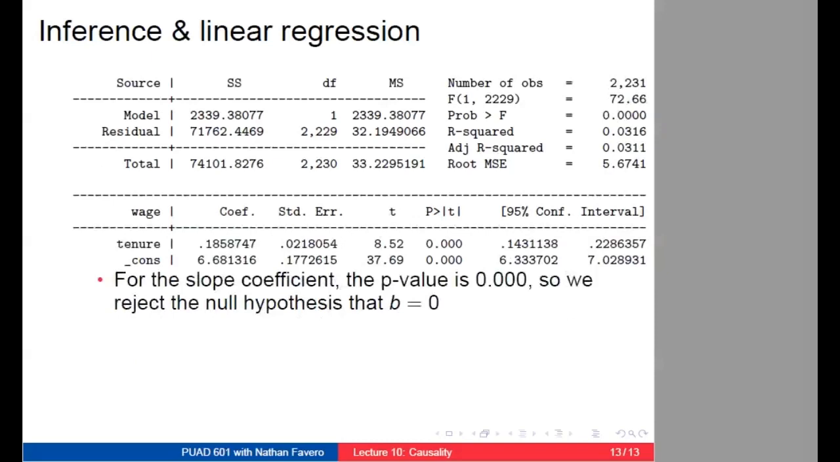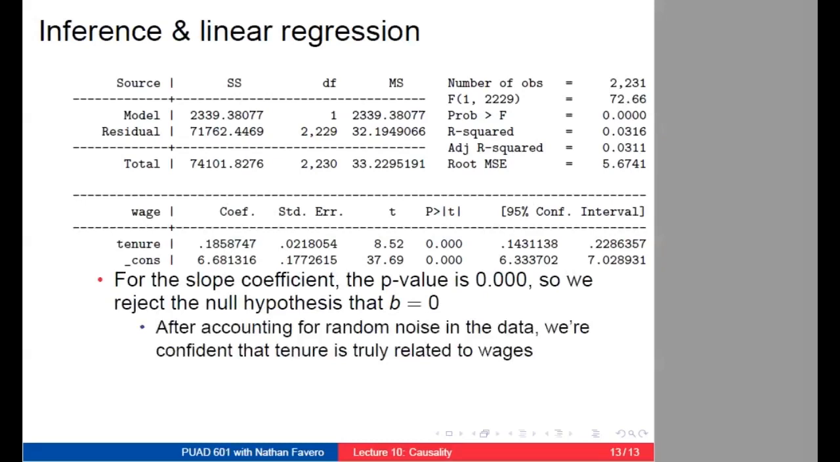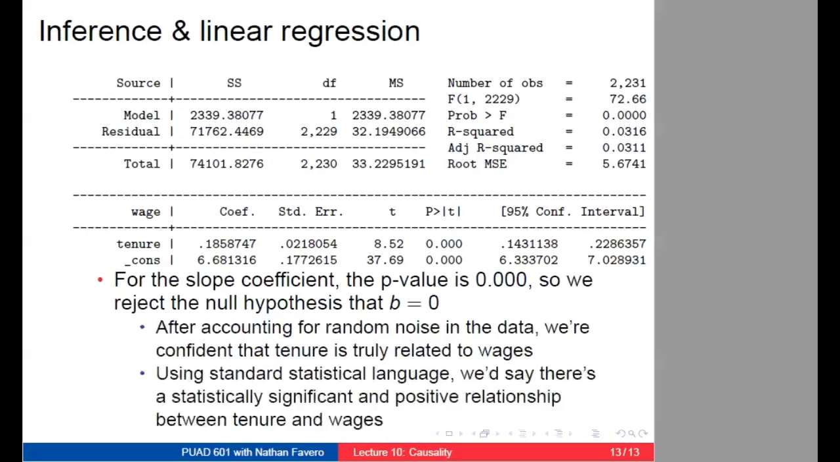This slide is going to focus on that p-value that we already talked about. Like we said, we can reject the null hypothesis that the true value of the slope coefficient is 0. So in other words, after accounting for random noise in the data, we're confident that tenure is truly related to wages. In statistical language, we're often going to say that there's a statistically significant and positive relationship between tenure and wages. That's the way, if you're reading a social scientific paper, that they'll typically describe this relationship. Statistically significant and positive.